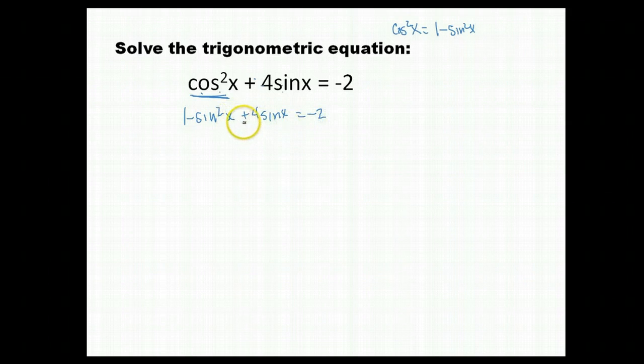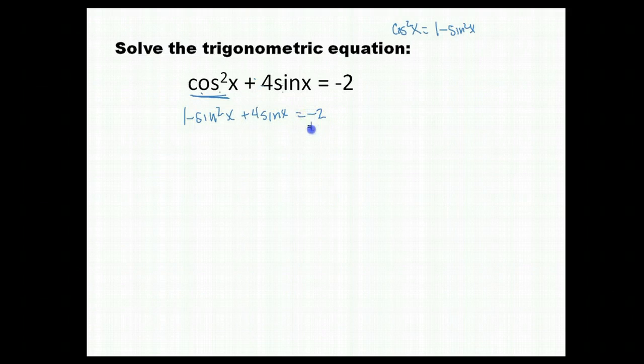Okay, and now solve the equation. Again, we have a sine squared and a sine. So we know in order to solve this, we can't just isolate the sine. We're going to have to either get it equal to 0 and then either factor or use the quadratic formula to finish solving this. So let's go ahead and do that.